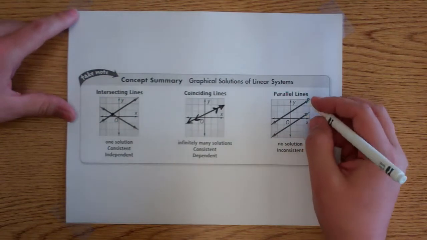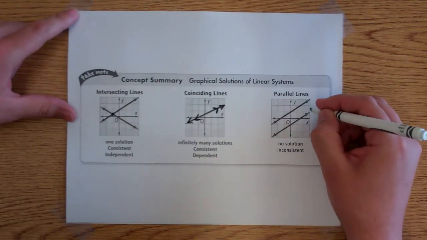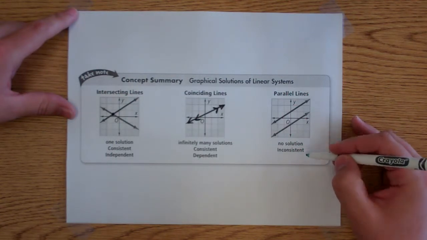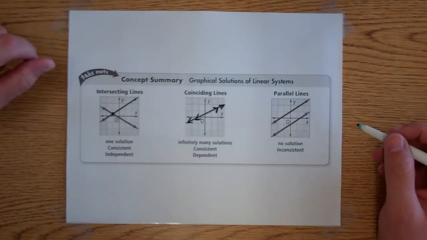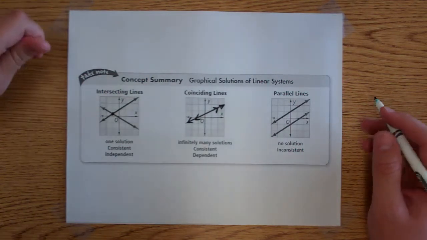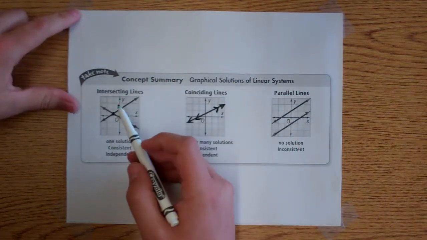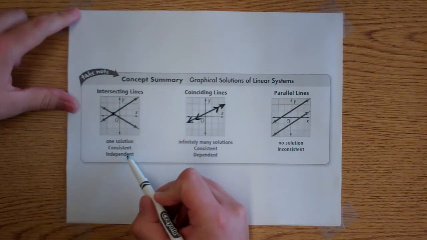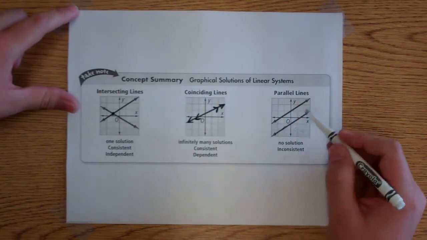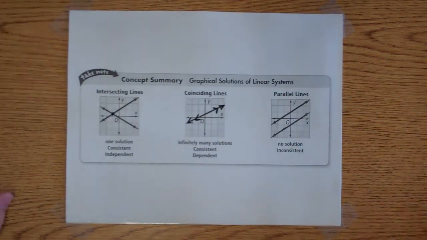Now, these two lines here are parallel. And since they're parallel, they'll never cross, so they have no solution, and that makes them inconsistent. Okay? It makes them inconsistent. All right? So remember, one solution, consistent, independent. Infinitely many, consistent, dependent. No solution, it's inconsistent.